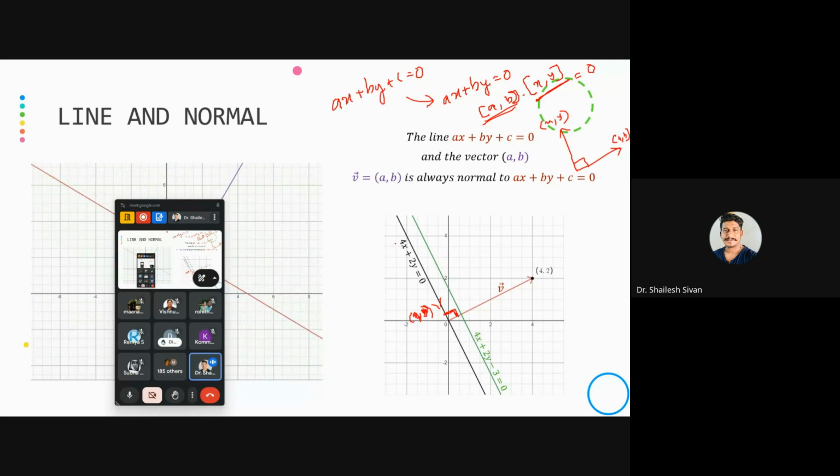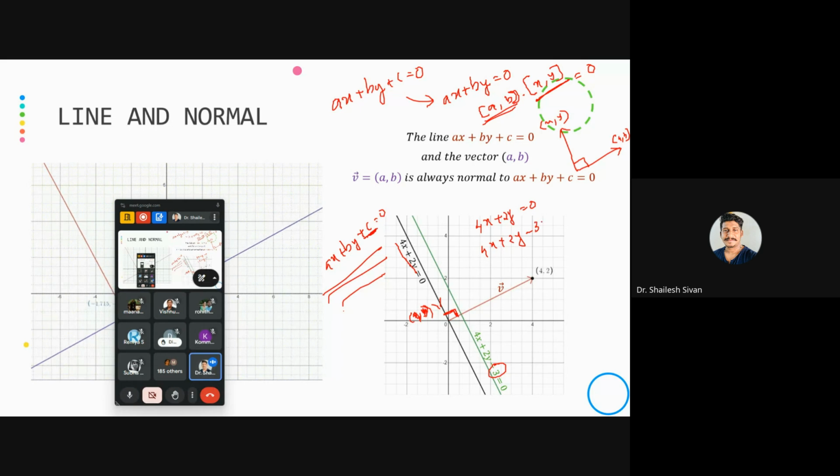Then if 4x plus 2y equal to 0 is perpendicular to vector 4 2, then all the lines which are parallel to 4x plus 2y, how can we find out all the lines parallel to ax plus by plus c equal to 0? Just change the value of c. For different values of c, you will get different lines, but they are all parallel to each other. So for 4x plus 2y equal to 0, 4x plus 2y minus 3 is parallel, and 4x plus 2y plus 1 is parallel.